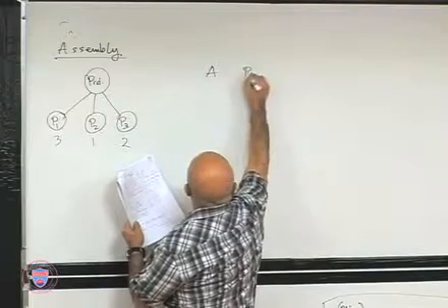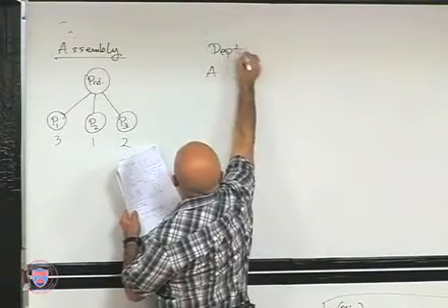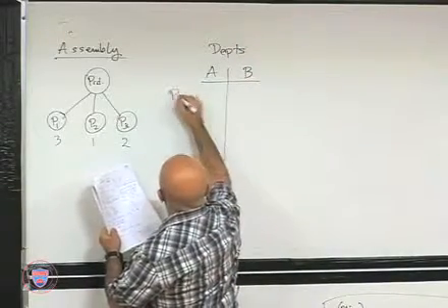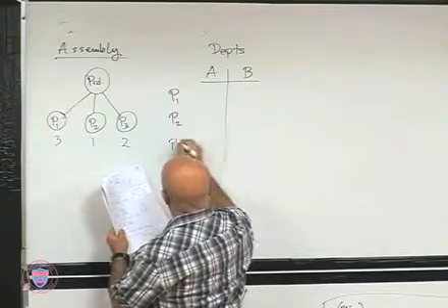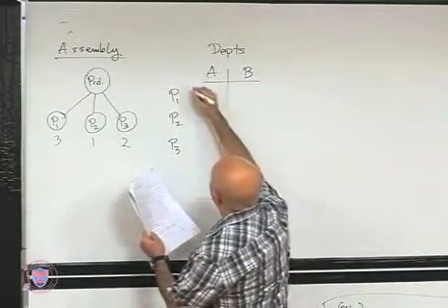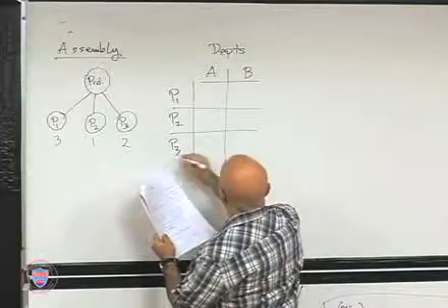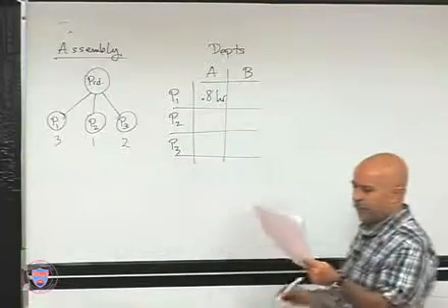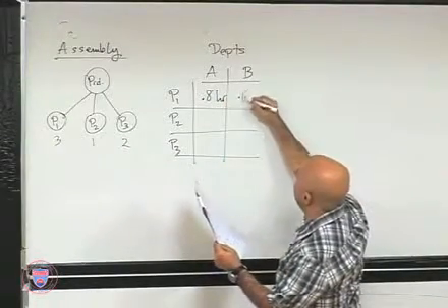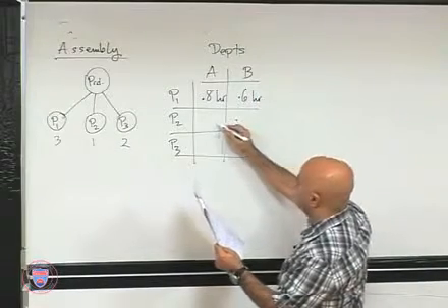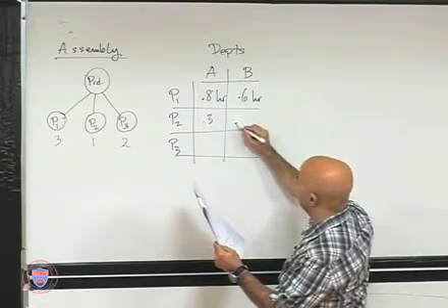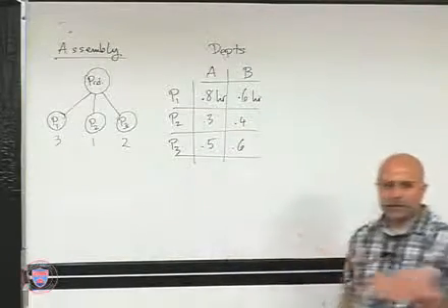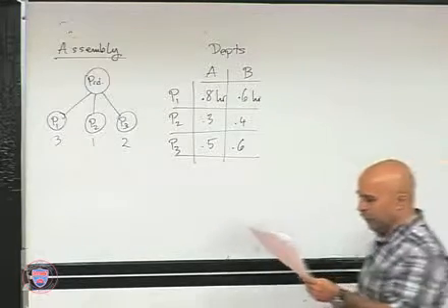Now, these parts can be produced in one of 2 departments, either A or B. And so part 1, part 2, and part 3. If you produce part 1 in department A, it will take 0.8 hours per unit. In department B, it will take 0.6 hours. The other ones are 0.3, 0.4, 0.5, and 0.6. Okay? These are all fractions of an hour.